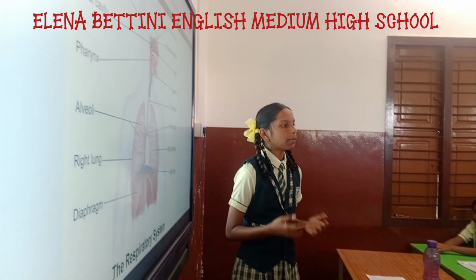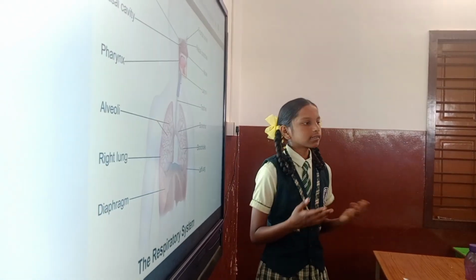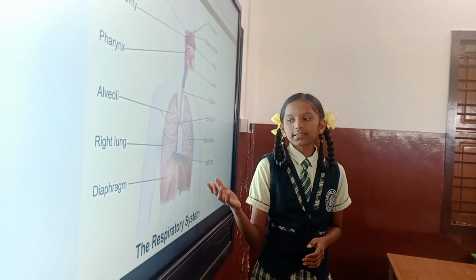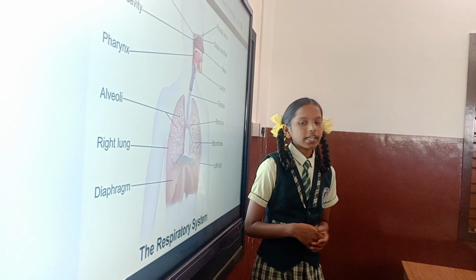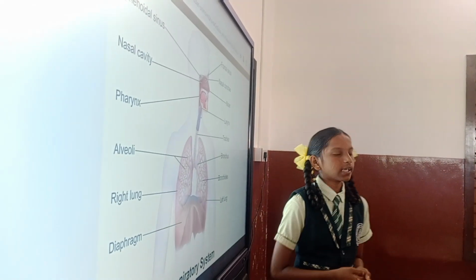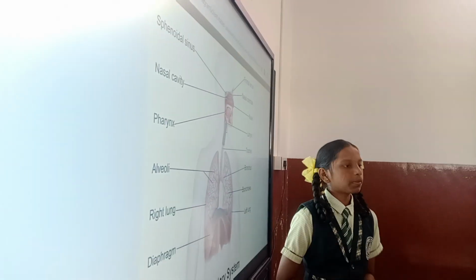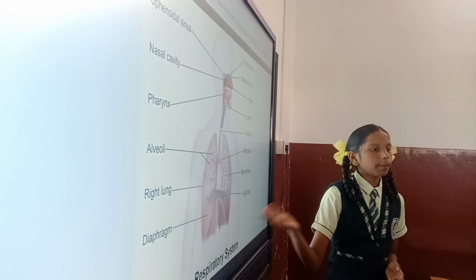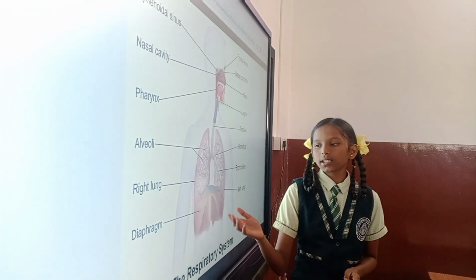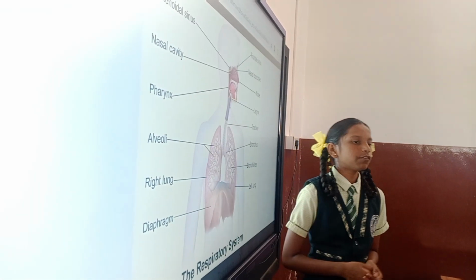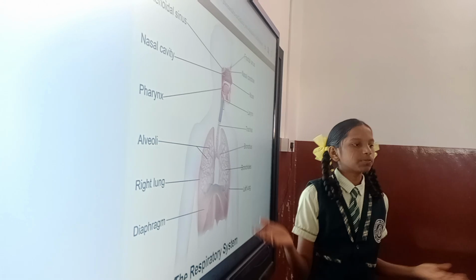And now, how to keep our lungs healthy. Healthy lungs are very important. We should exercise regularly, avoid smoking and breathe clean air to keep our lungs healthy. And then the oxygen-rich blood is pumped by the heart to all parts of the body, where the oxygen helps cells to produce energy from food. This is called cellular respiration.